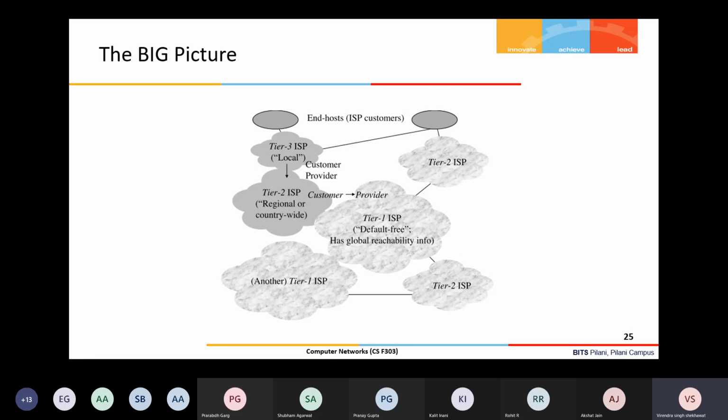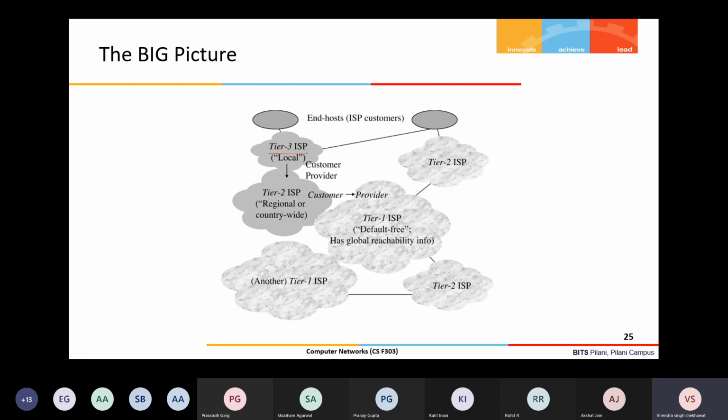Basically multiple ISPs are there, and these ISPs are categorized into tier 1, tier 2, tier 3. I think in the beginning of the semester I told you on what basis these ISPs have been categorized. It's not a kind of hierarchy, but this tiering is based on the autonomous system's size, how much geographical area it is covering. Based on that, the autonomous systems are classified into tiers.